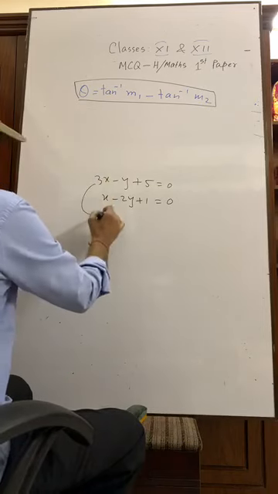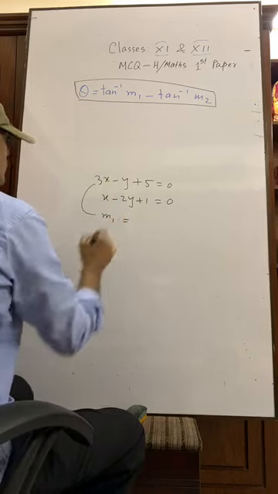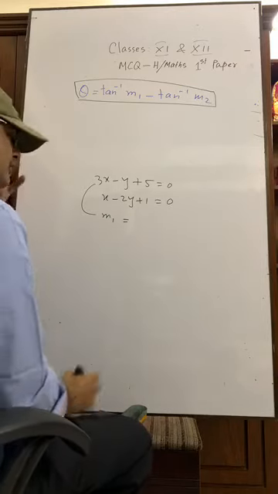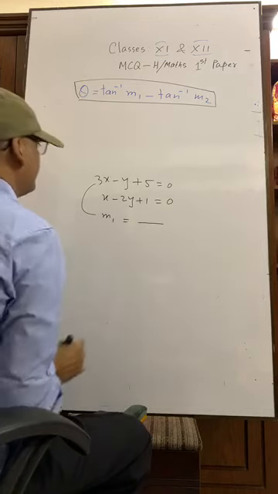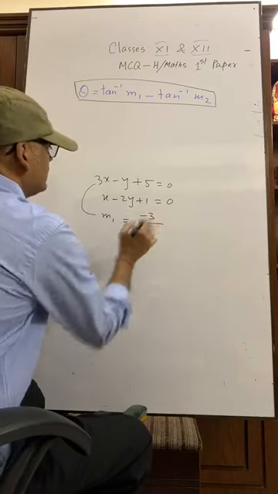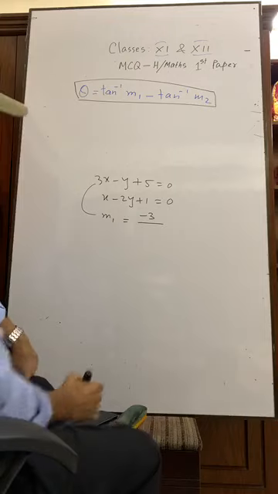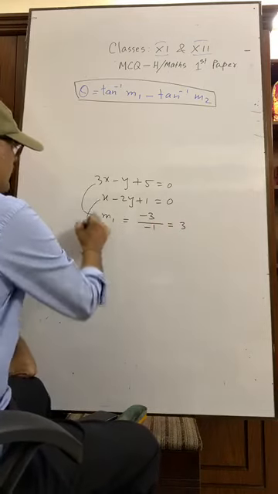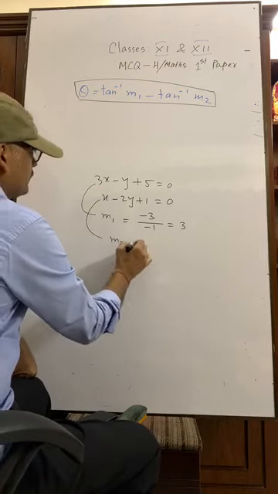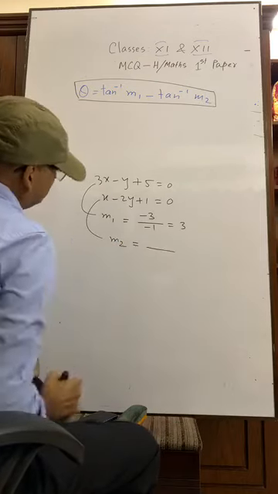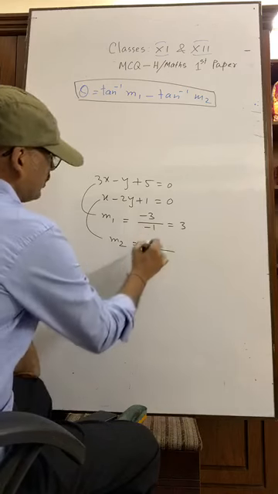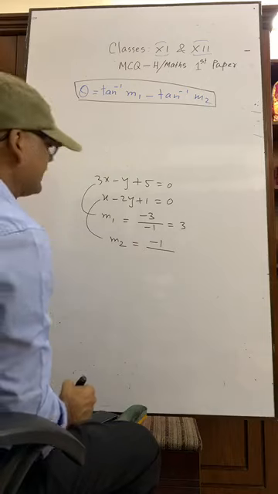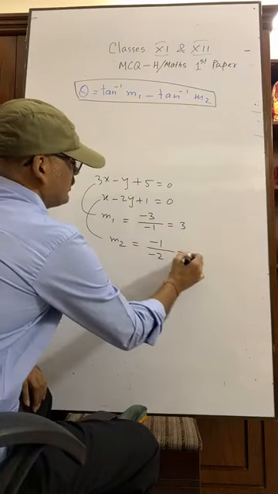What is m1 here? m1 equals minus coefficient of x, that is minus 3, by coefficient of y, that is minus 1. So it is 3. What is m2? m2 is equal to, in the same way, minus coefficient of x, that is minus 1, by coefficient of y, that is minus 2, which is equal to half.